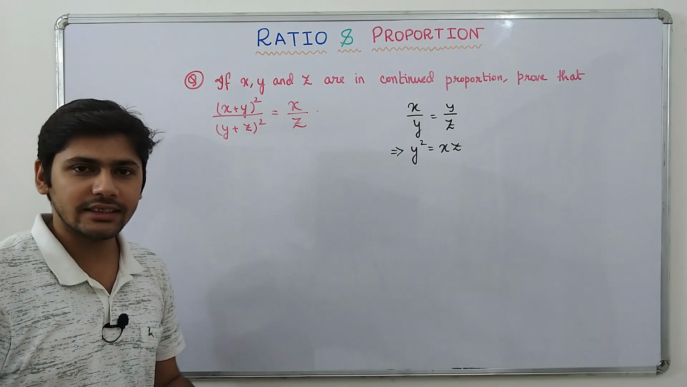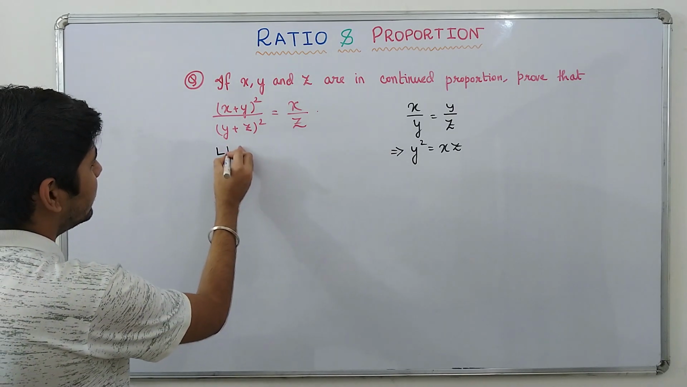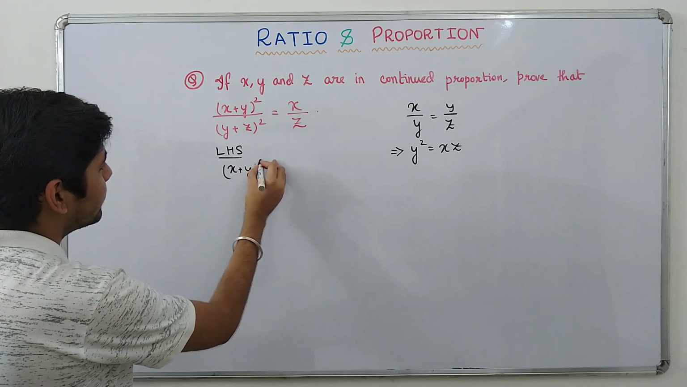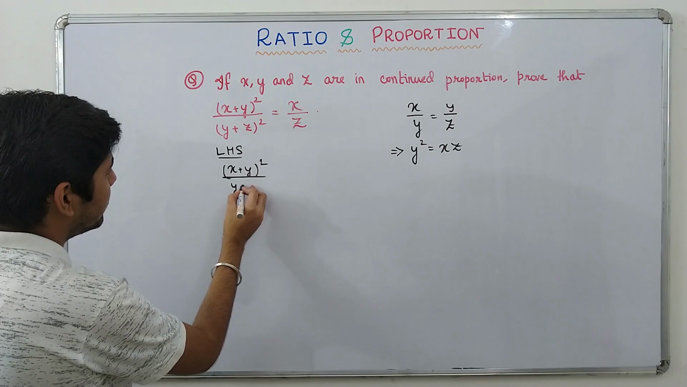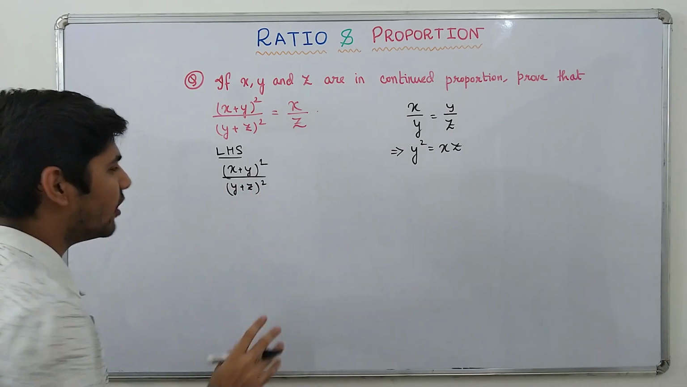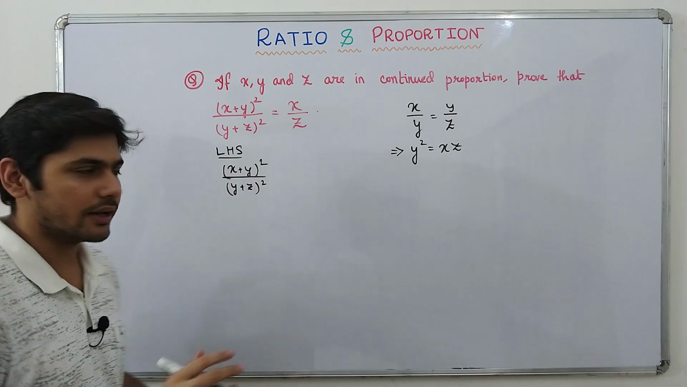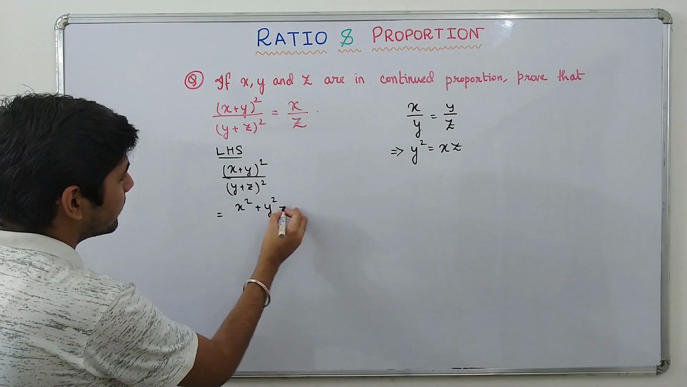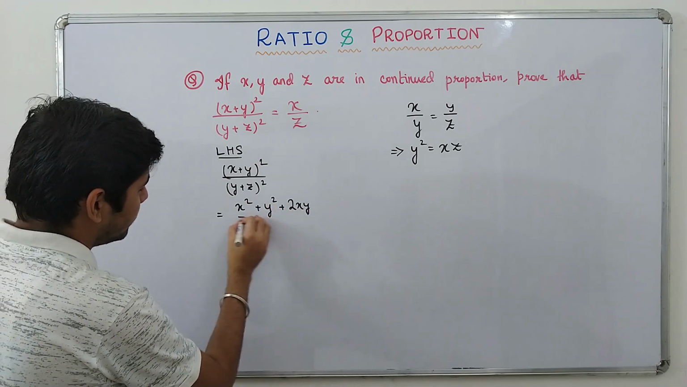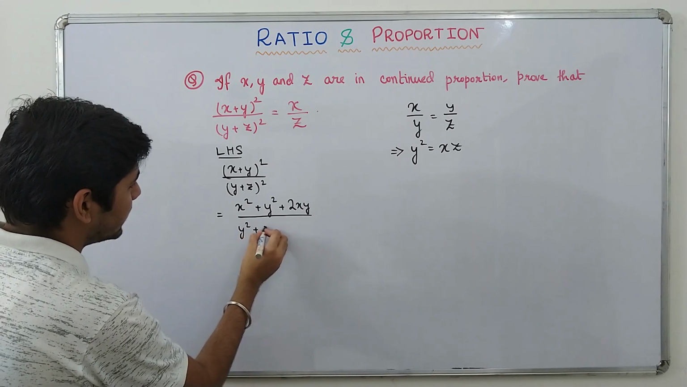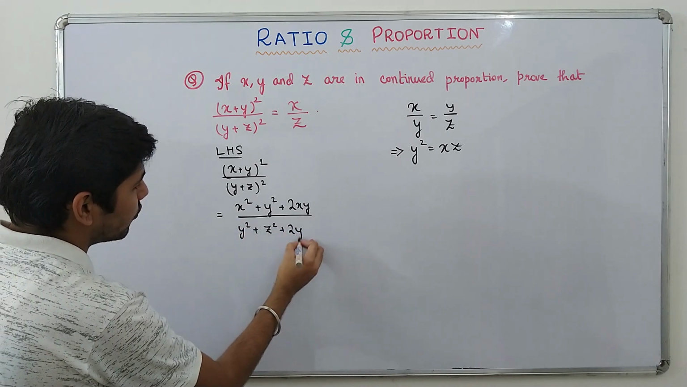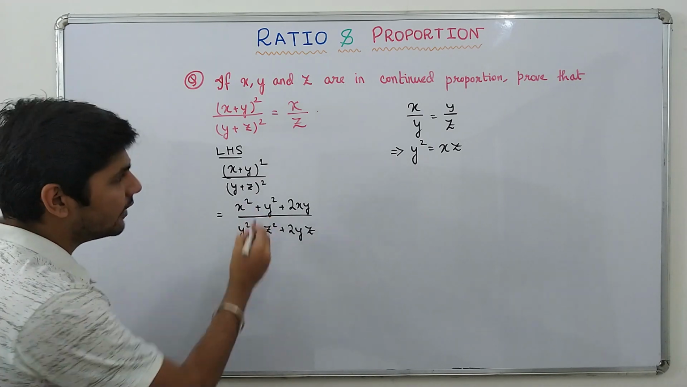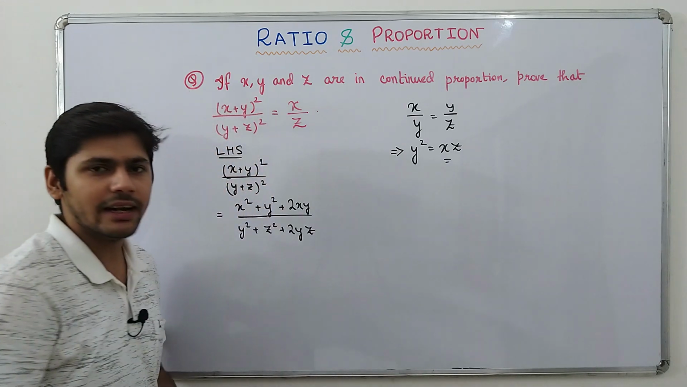So, let's begin with the LHS, left hand side. So LHS, what do we have? (x plus y) whole squared by (y plus z) whole squared. Now what I'll do is, first of all, I'll break the whole square. So what do we get? x square plus y square plus 2xy by y square plus z square plus 2yz. Now what I'll do over here is, I'll replace this y square by xz and we will get the answer.